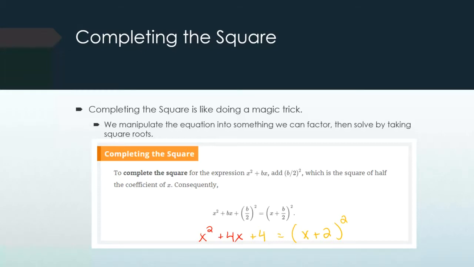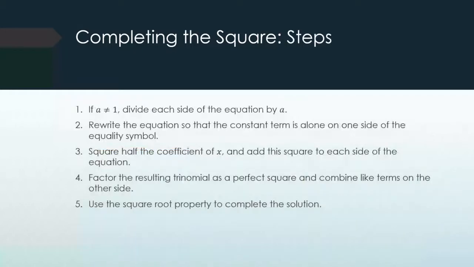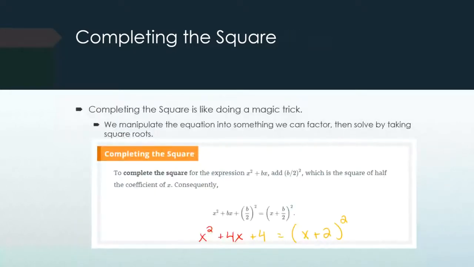And so this is all going on the left side here. This is all the left side. We're trying to get the left side into something that we can factor. And so that's why we add something to both sides, and then we can factor it.